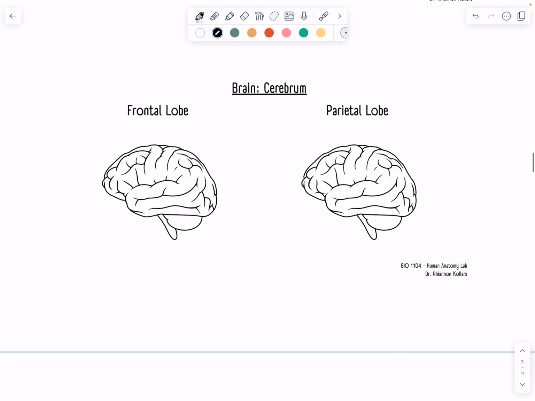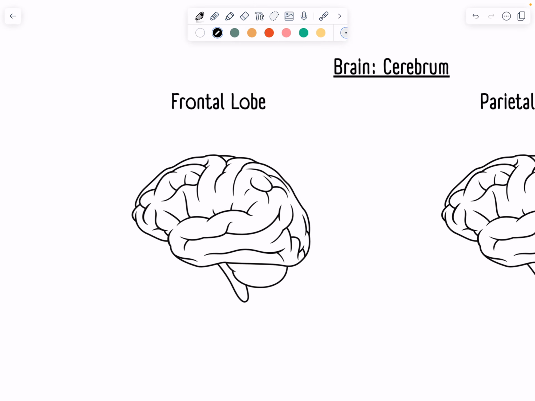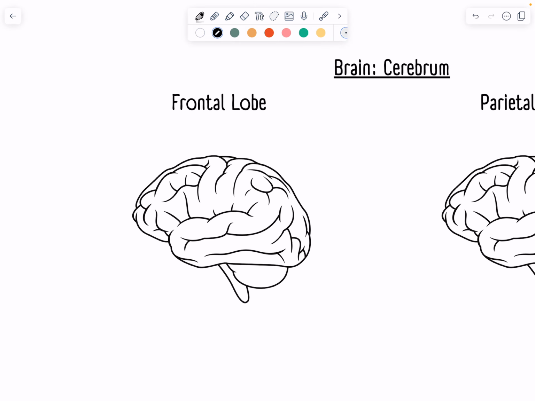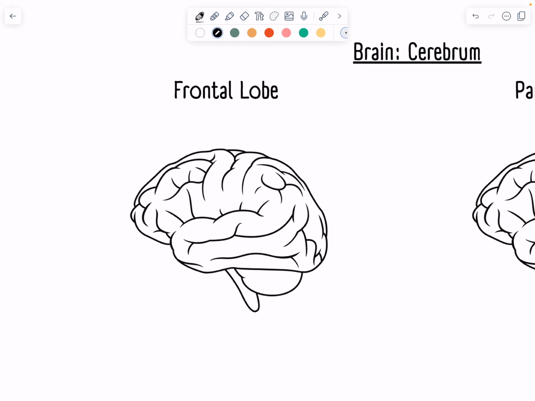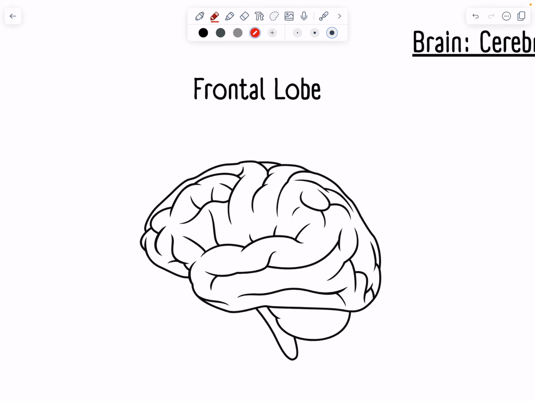So let's talk about our different lobes. There are 4 main lobes of the cerebrum. The first one that we're going to talk about is our frontal lobe. Let me just color in where we find our frontal lobe. I'm going to do the frontal lobe in pink. Why? Because I decided to. So here is my frontal lobe.